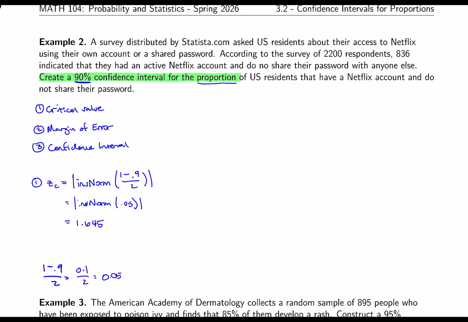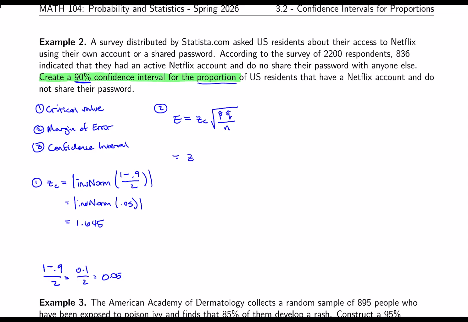All right, so that's our first step, getting that critical value. The second step is the margin of error. And the formula for the margin of error is basically always the same. It's the critical value that we just came up with times the standard error for the statistic that we're working with. In this case, the standard error is the square root of p hat times q hat divided by n.